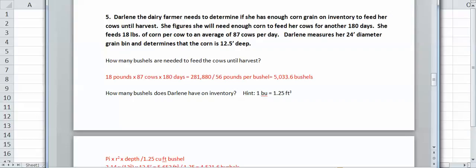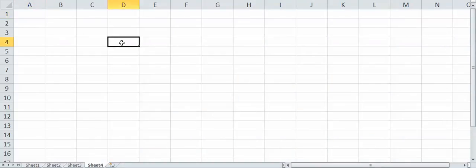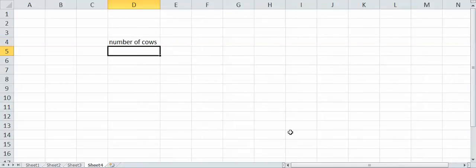So okay, let's remember, we build our spreadsheet by starting off with what do we know? We know we're feeding for 180 days. We need pounds of corn per day and number of cows. So let's start there. Let's start with number of cows, or whatever you want to start with, that's fine. In this case, she has 87 cows.